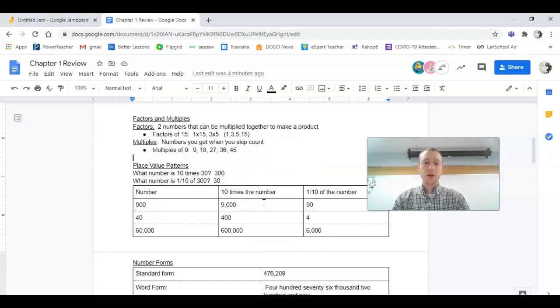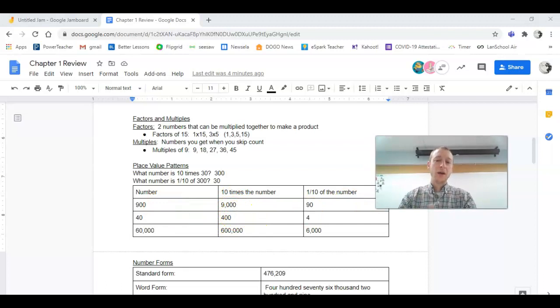I already talked about this a little bit, but place value patterns: what number is 10 times more and what number is 1/10 of. Remember the song, Base 10 Is My Hero. You just add some zeros, multiply by less than 1, take away some zeros, son. So if we are looking for a number that's 10 times more, we're just going to add a 0. So 9,000 is 10 times more than 900. I just added one extra 0. And then 1/10 of, take away some zeros. So what's 1/10 of 900? Take away 1 zero, and we get 90.